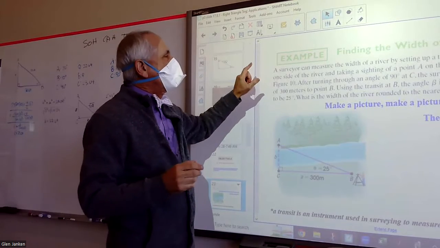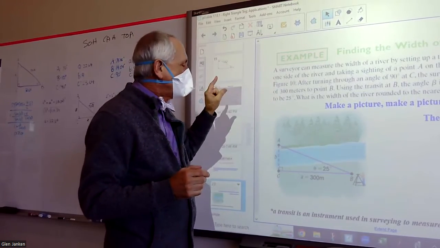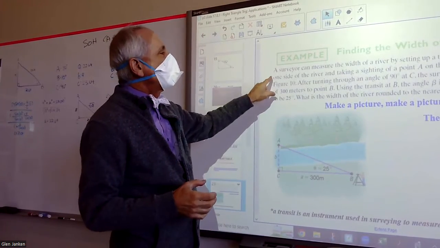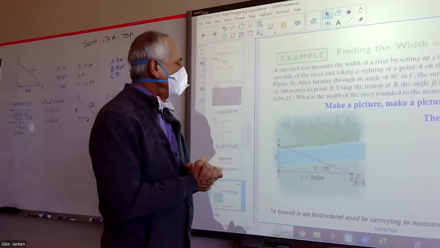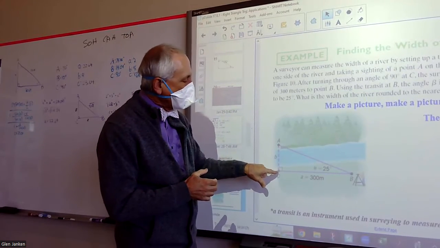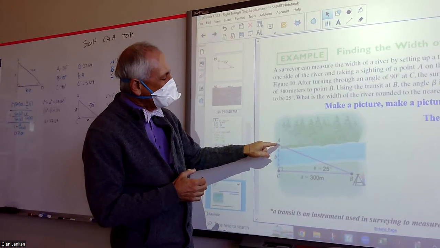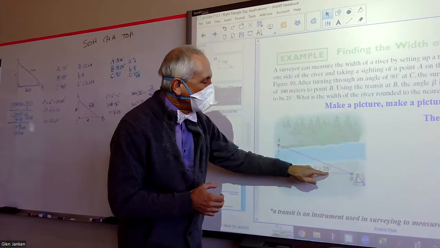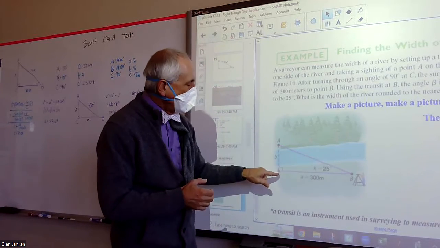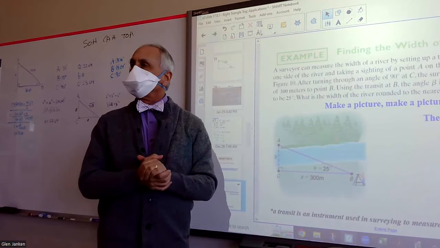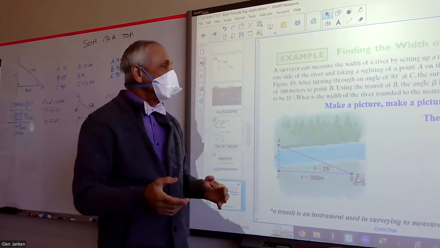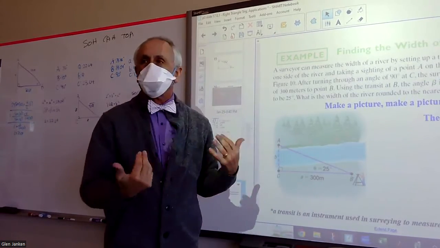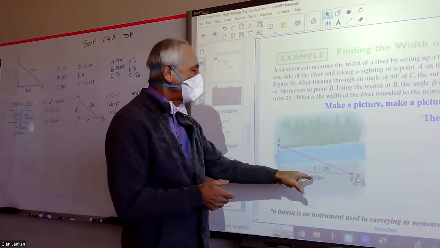All right. A surveyor can measure the width of a river by setting up a transit, that's this point right here, at point C on one side of the river, and taking a sighting of a point A on the other side. So he's got a little stick and he sticks it in the ground right here at C, and he sees a little bush over here on the other side of the river at A, and then he sets himself up so that there's a right angle between him and C and A. Everybody see that? Yes? Now, he can measure the distance from C to where he is because it's on the same side of the river and he doesn't have to get wet to do that. And that happens to be 300 meters.